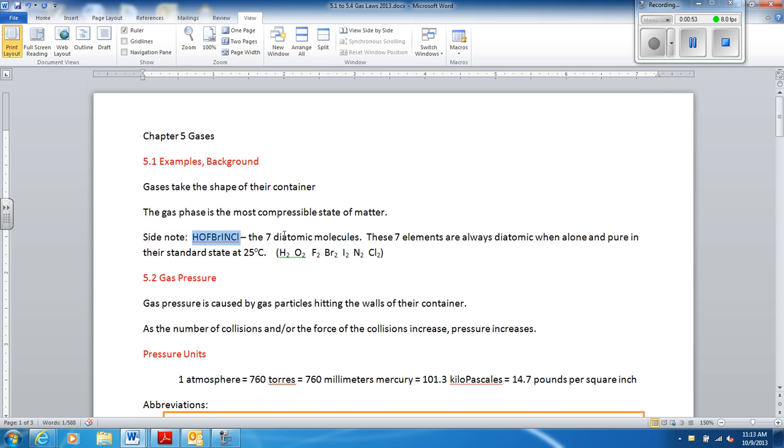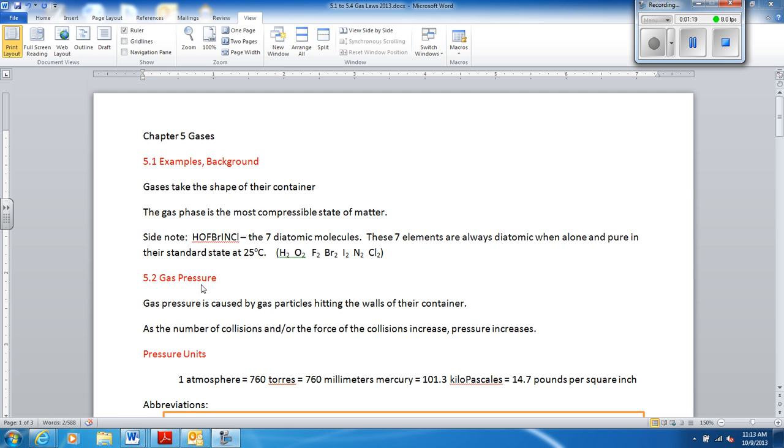HOFBrINCl, these are the 7 diatomic molecules. When you have pure hydrogen, oxygen, fluorine, bromine, iodine, nitrogen, or chlorine, they are diatomic when they're at 25 degrees Celsius. So the standard state for these elements, and we just say HOFBrINCl, their standard state is to have 2 atoms covalently bonded.